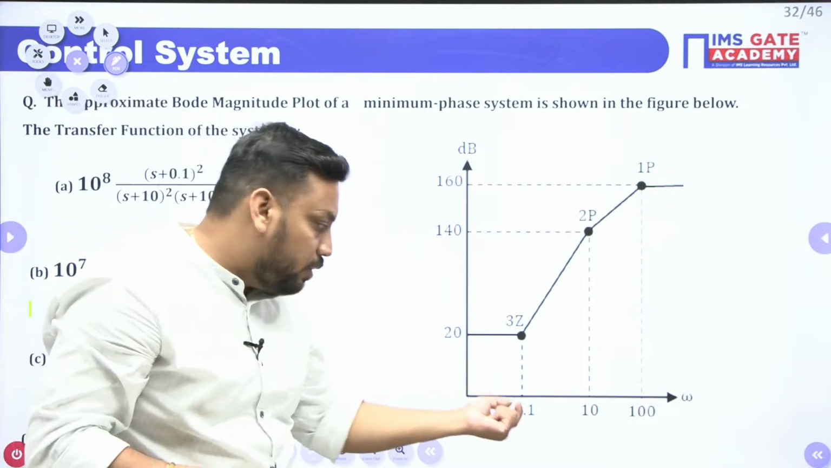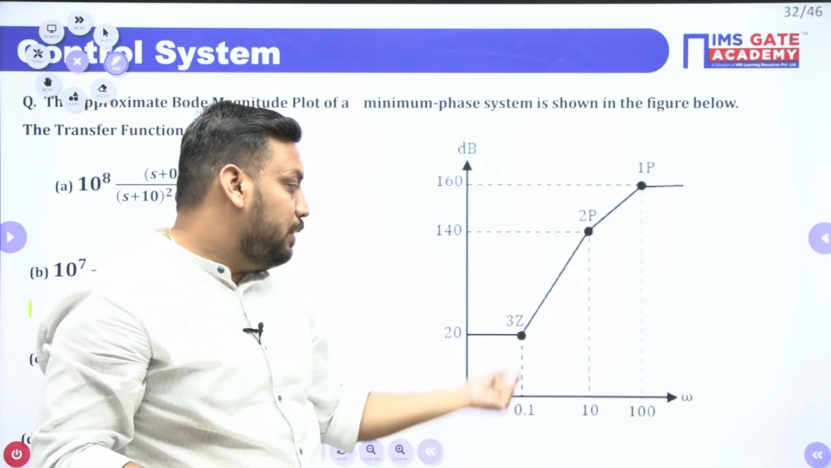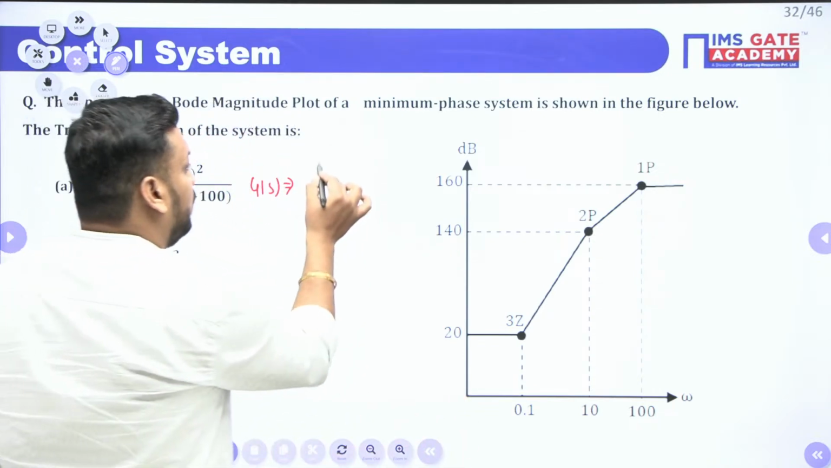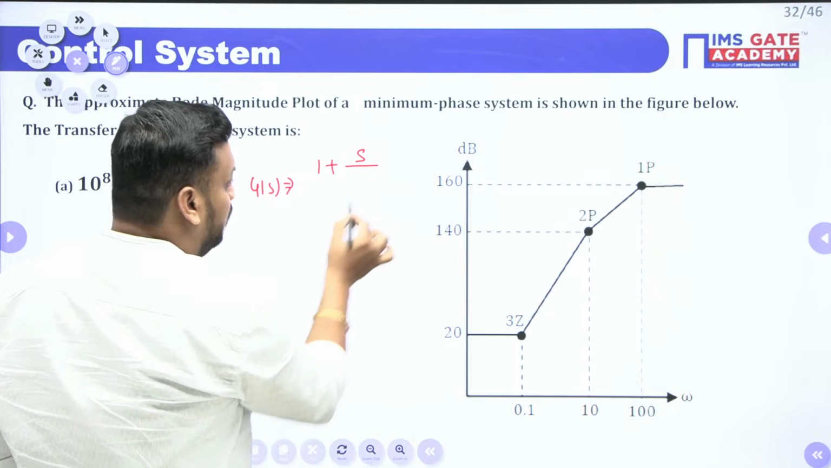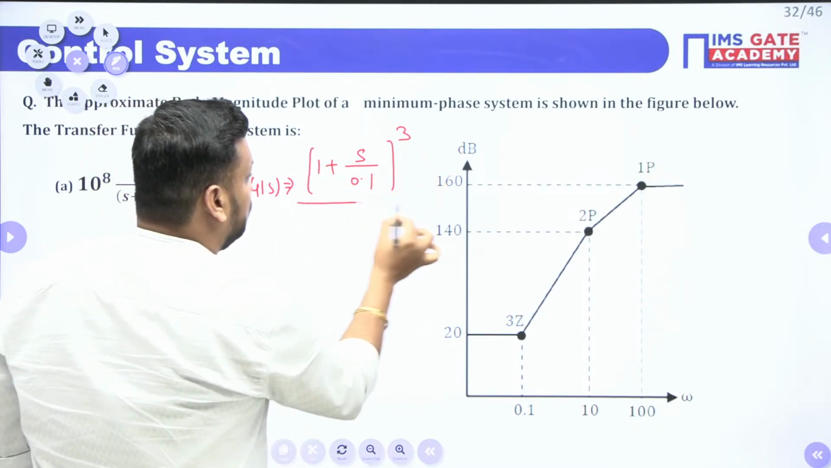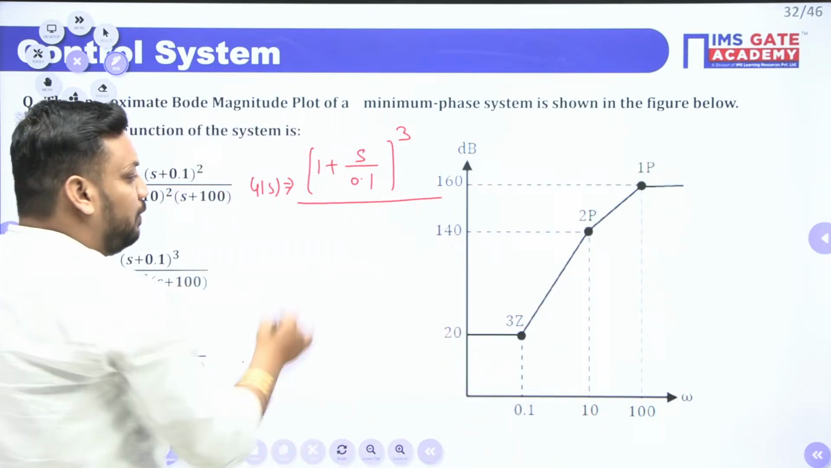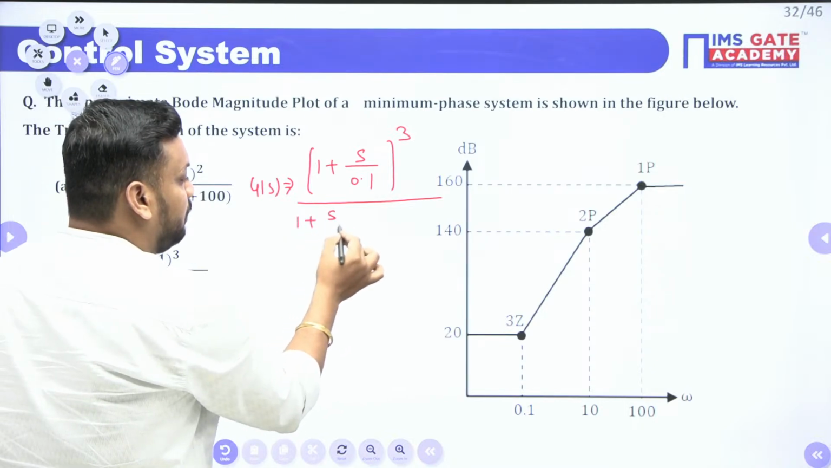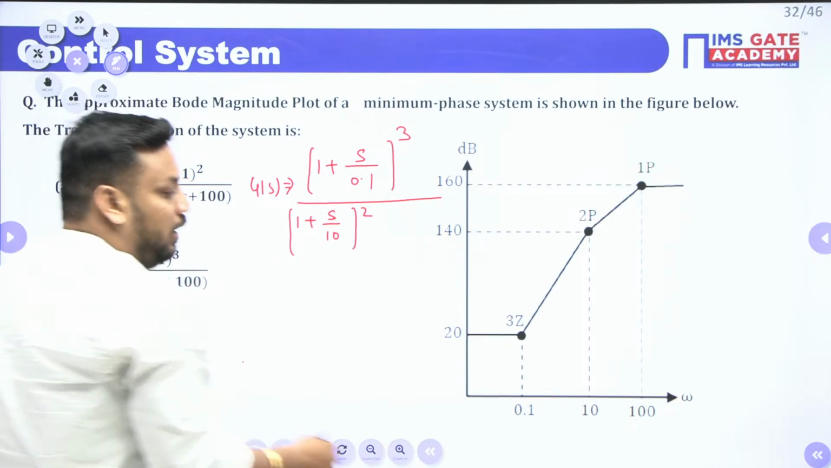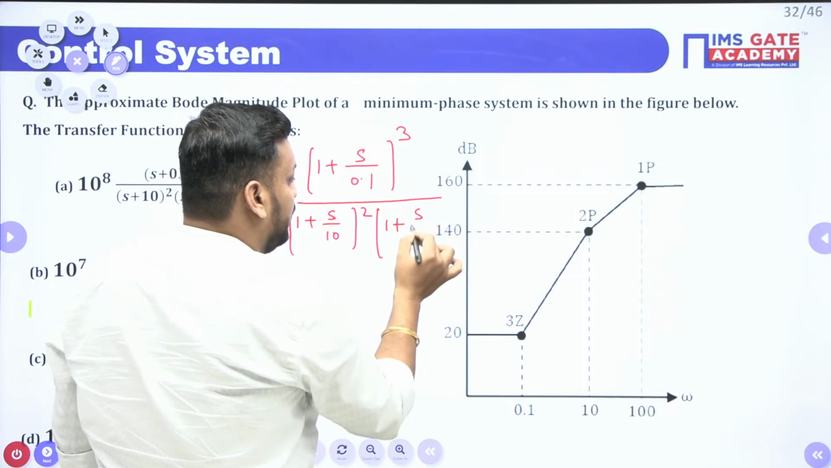As soon as the first corner frequency 0.1 comes, there will be a contribution of 3 zeros, which means in the numerator only. So you should write 1 plus s upon 0.1, whole power 3, because it is 3 zeros. Now at corner frequency 10 we have 2 poles, so we write 1 plus s by 10, whole square, because of 2 poles. And at corner frequency 100 we have one more pole, so we write 1 plus s upon 100.